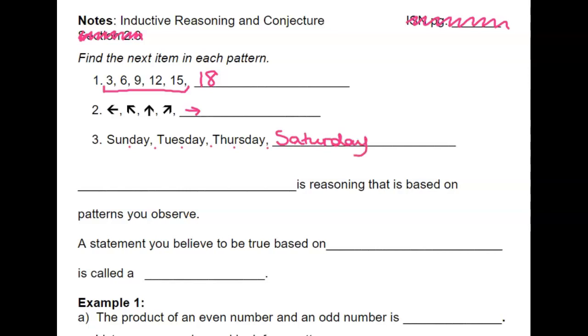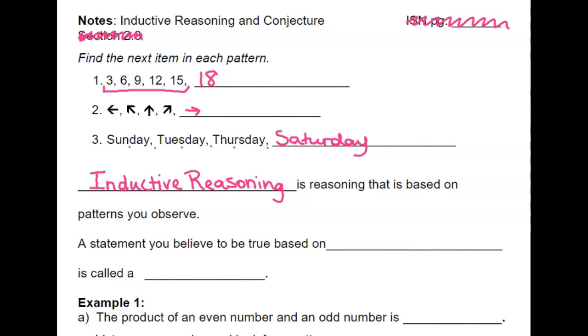So today is about recognizing patterns. Inductive reasoning is reasoning that is based on patterns that you observe. So now you kind of know what at least one of those words is. Inductive reasoning is based on patterns you observe. I used inductive reasoning on number 1 to assume that the next term was 18, based on the pattern that I see of counting by threes.